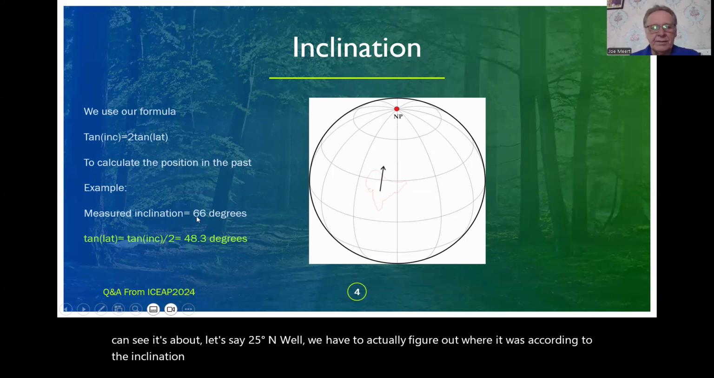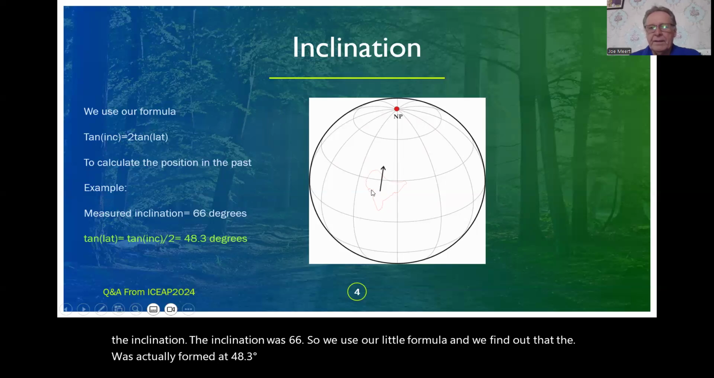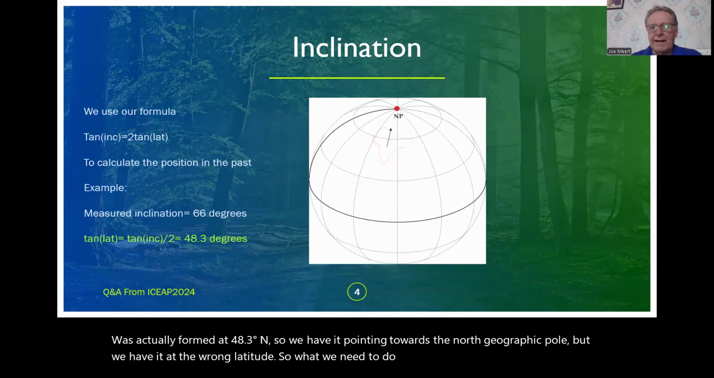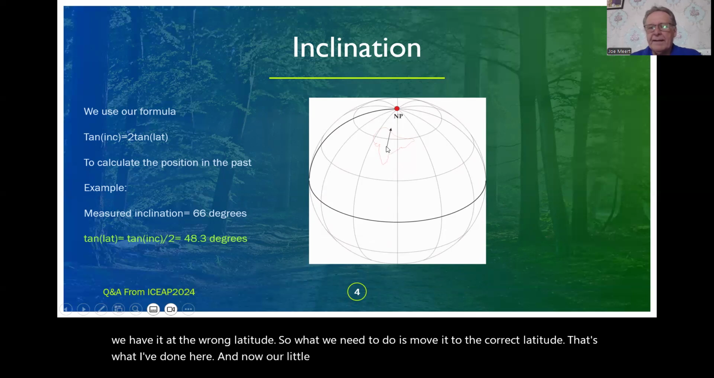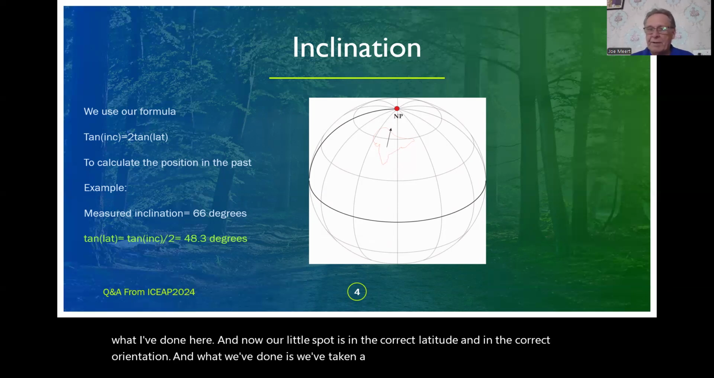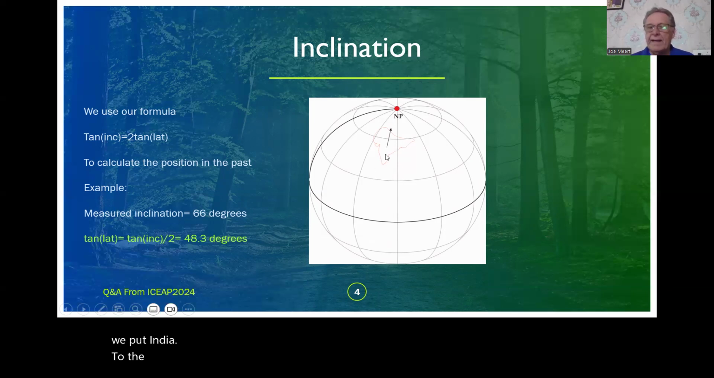The inclination was 66. So we use our little formula and we find out that the rock was actually formed at 48.3 degrees north. So we have it pointing towards the North Geographic Pole, but we have it at the wrong latitude. So what we need to do is move it to the correct latitude. And that's what I've done here. And now our little spot is in the correct latitude and in the correct orientation. We've taken a sample, made our measurements, and now we put India in the position it was located at the time our hypothetical rock formed.